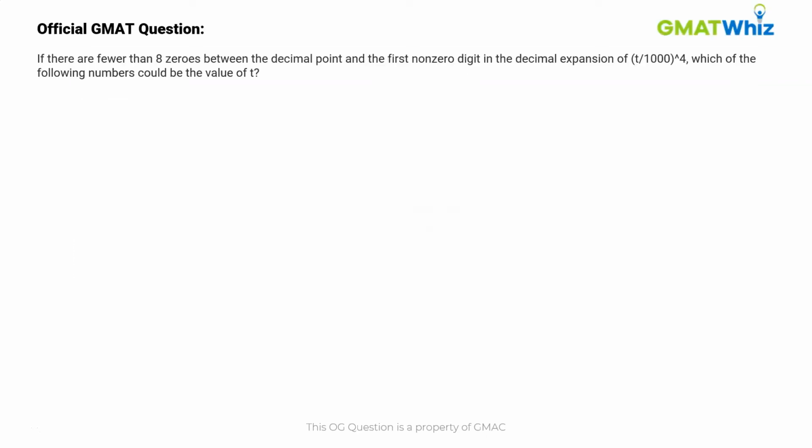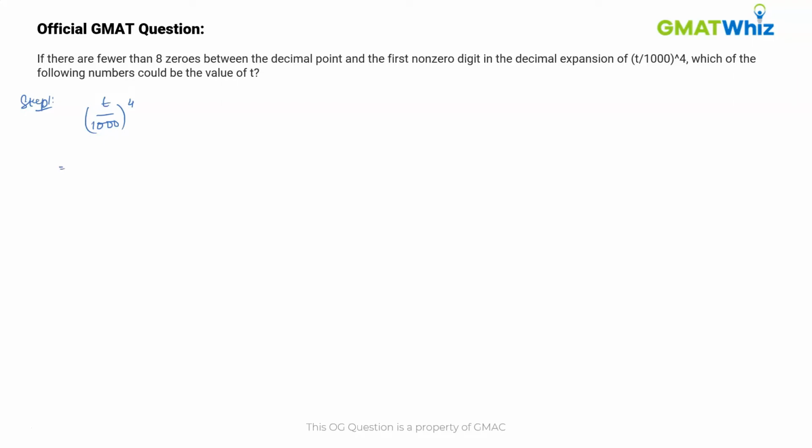In this question, we are given that if there are fewer than 8 zeros between the decimal point and the first non-zero digit in the decimal expression of (t/1000)^4, which of the following given numbers could be the value of t? Now let's simplify this expression first.